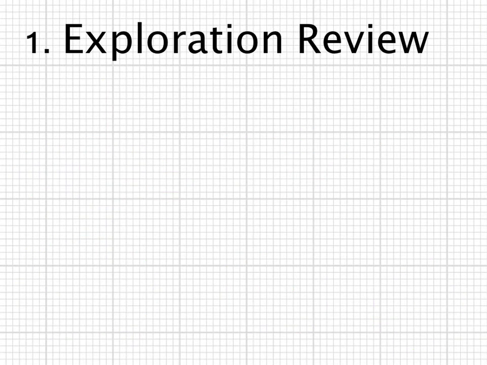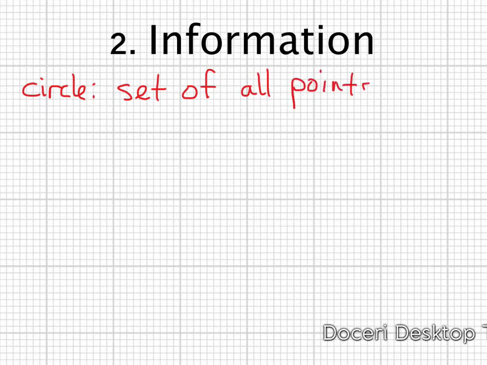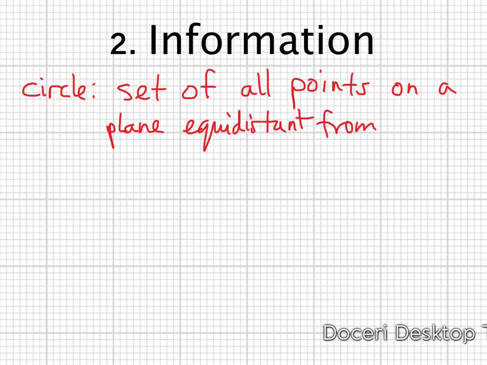So let me just give you a bit of information. This bit of information is going to be basically some definitions and some other things that we might not have talked about or covered in class. So the first thing I want to say is the definition of a circle. A circle is actually the set of all points in a plane that are equidistant from a fixed point.